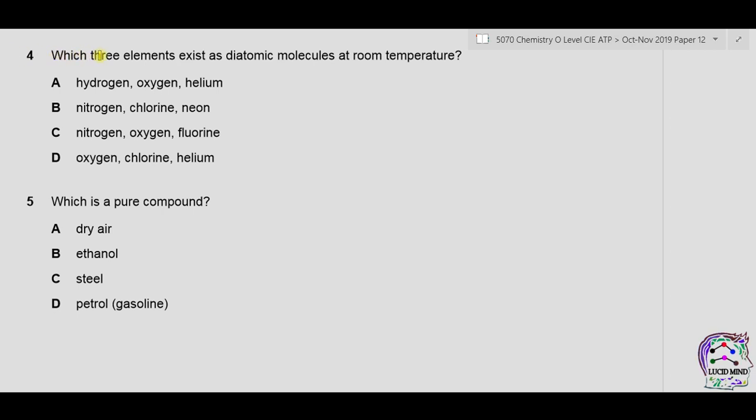Question number 4. Which 3 elements exist as diatomic molecules at room temperature? Now the word diatomic means which is made up of 2 atoms. So as all of these are non-metals, therefore covalent bond is present among these atoms in order to complete the outermost shell. In A we have hydrogen. Now hydrogen exists as H2. This is because hydrogen shares one electron with another hydrogen atom to make single covalent bond.